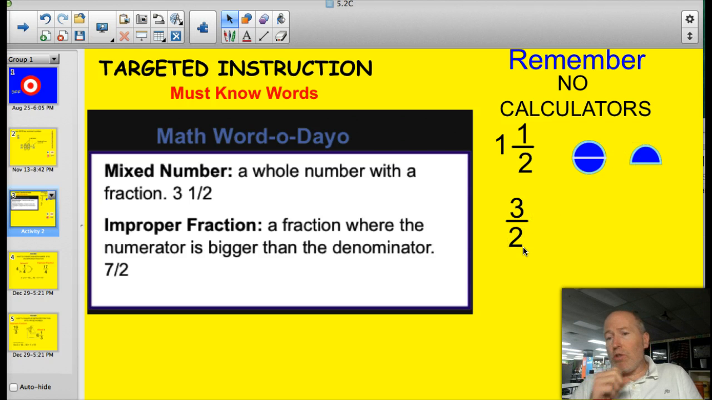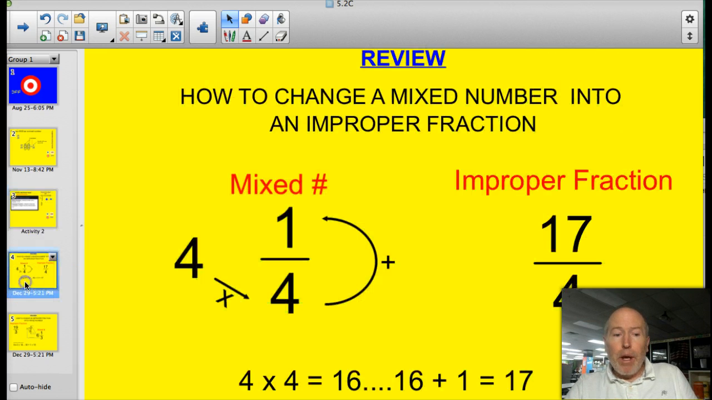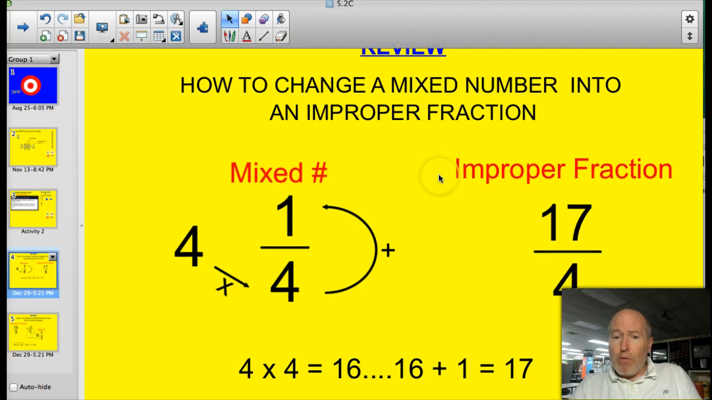But in order to get through our next couple targets with multiplying and dividing fractions, we really need to be able to go quickly back and forth between mixed numbers and improper fractions. So I made a target for you. All right, here's changing a mixed number into an improper fraction.